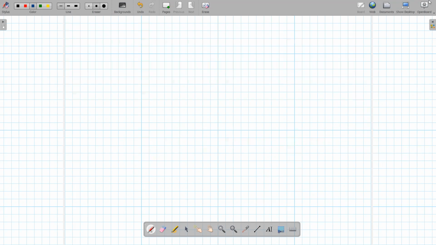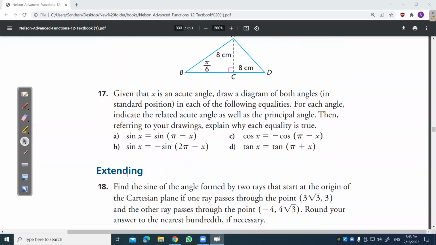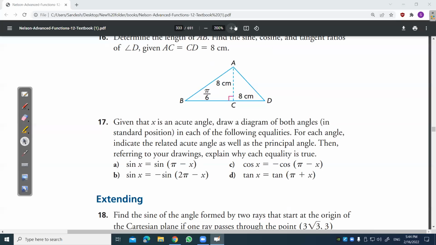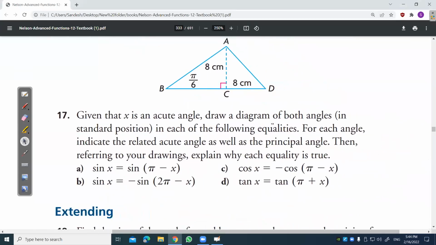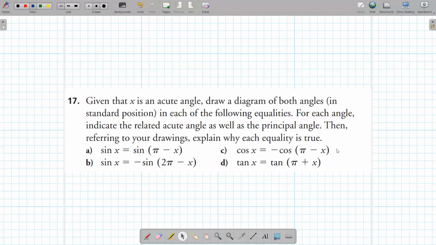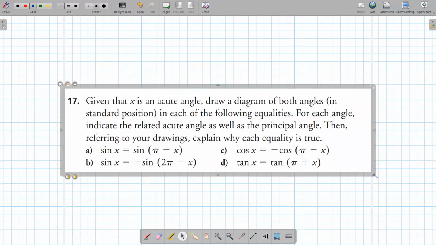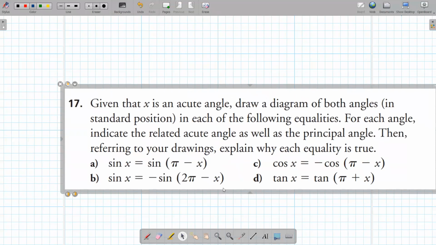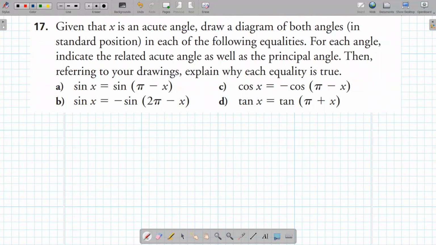Okay, let's do 17. Then I kind of want to do a little bit of the translations of the new graphs. Okay, we'll just do 2 of these. Then, referring to the diagram, explain why each equality is true.